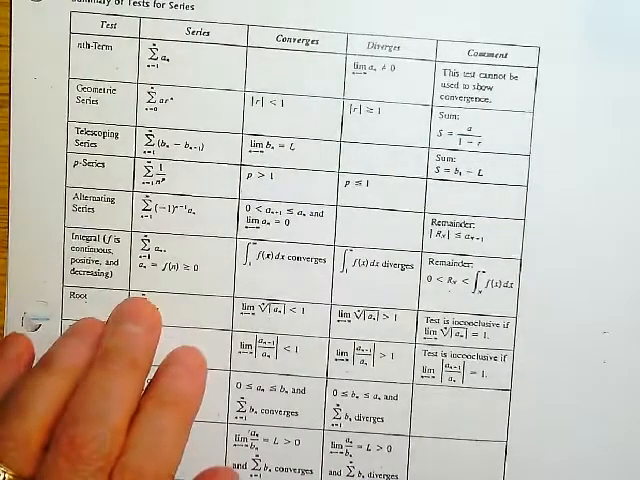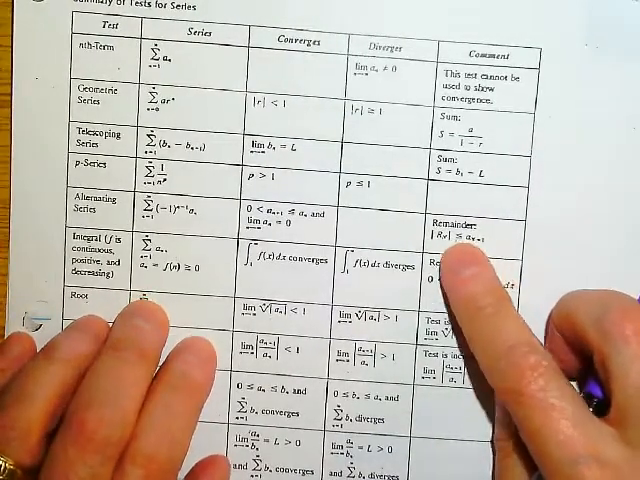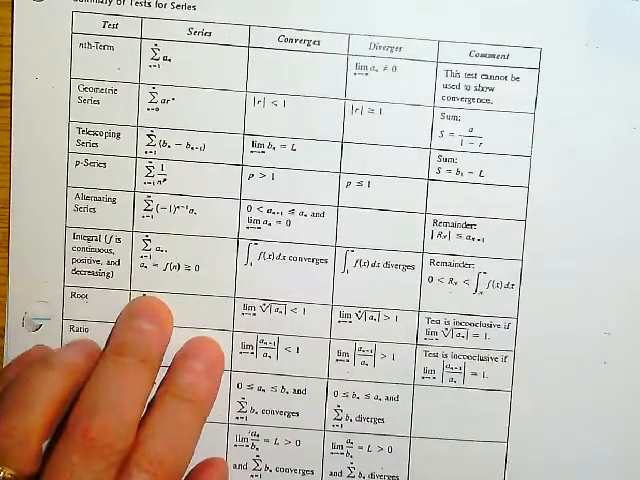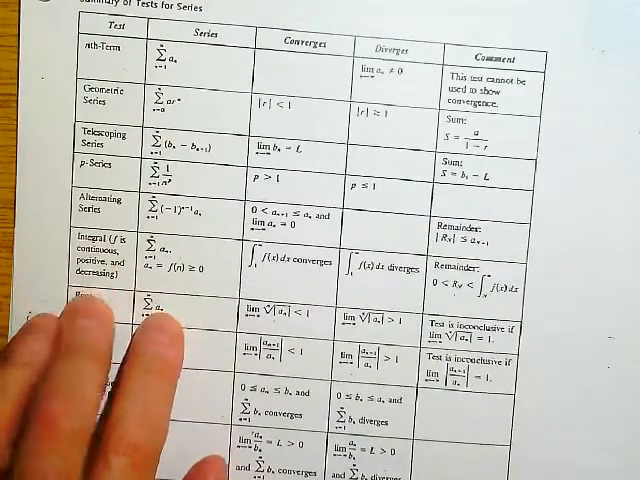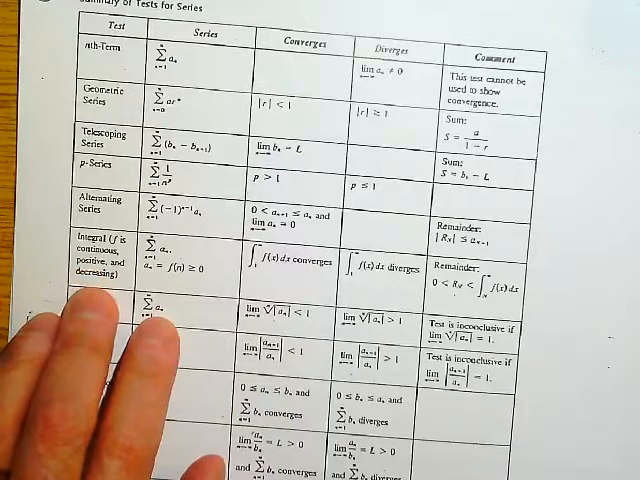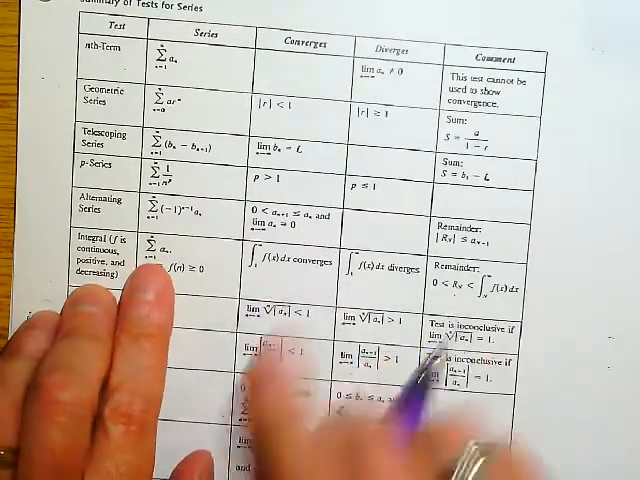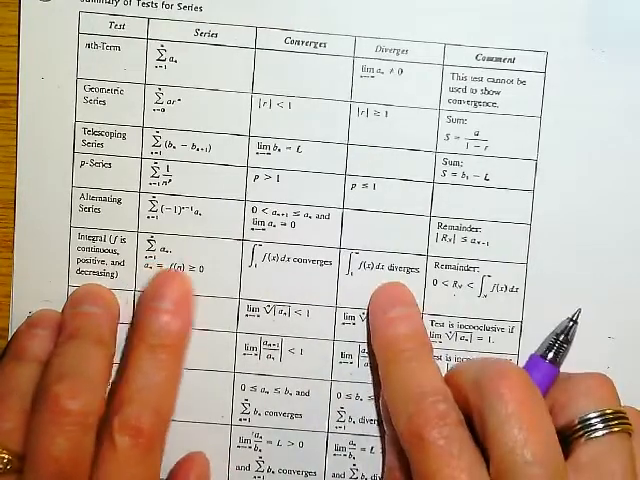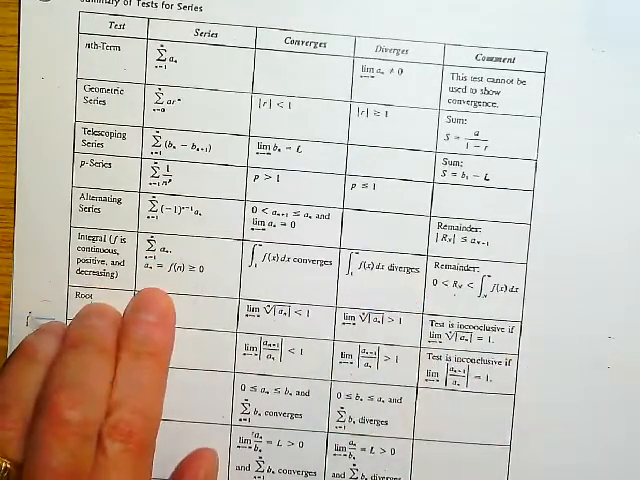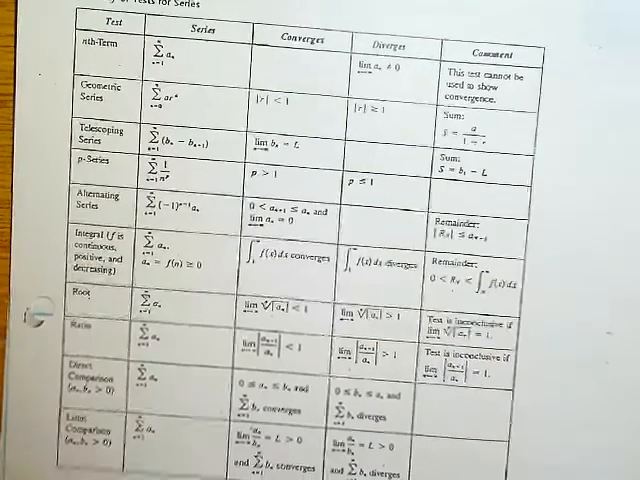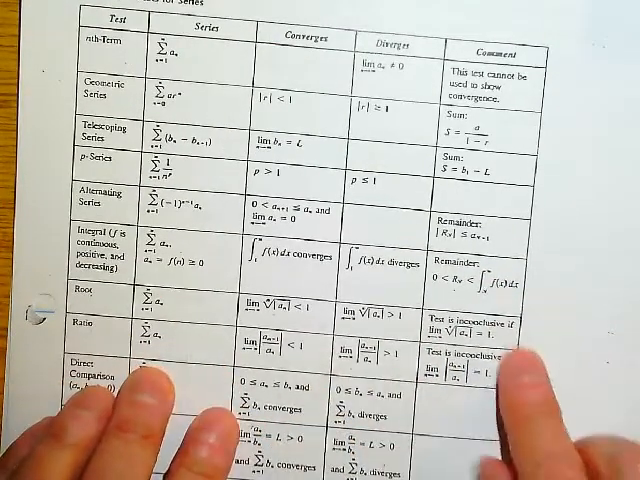And let's see, our remainder. The remainder is the absolute value of the next term. Integral test, okay, and these are the conditions here. f had to be continuous, positive, and decreasing. You check those. If the integral converges, then its corresponding series would converge. If the integral diverges, its corresponding series would diverge. And the remainder, we talked about that there. Root and ratio, I think those were pretty straightforward.